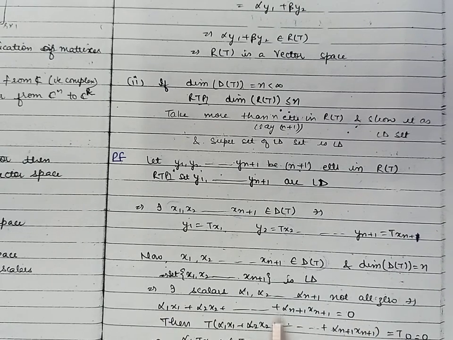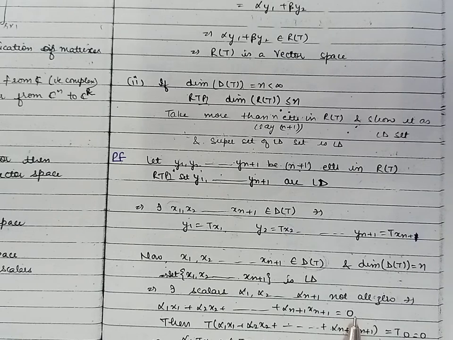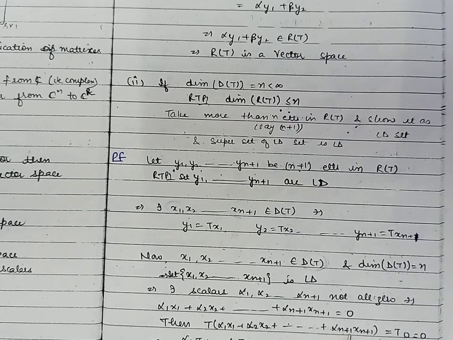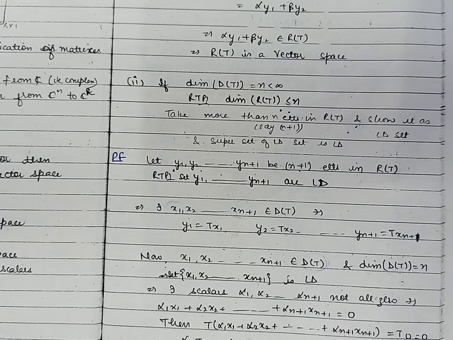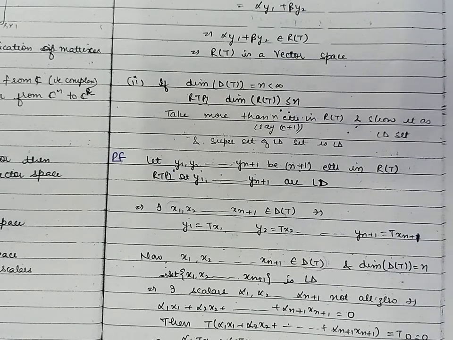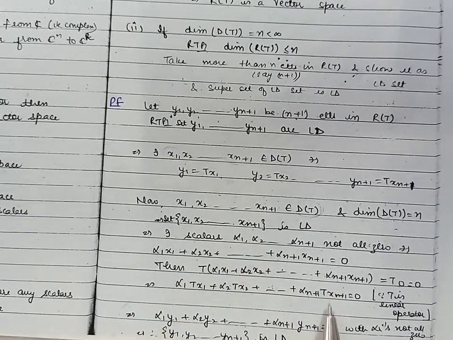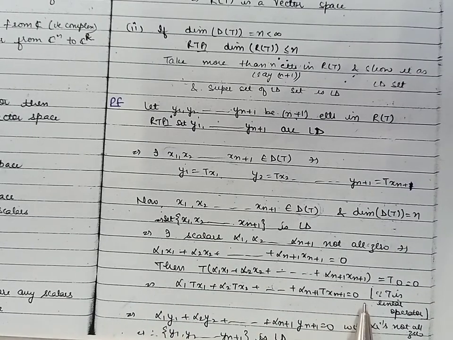Now operating by T on both sides of this equation, this side will become T of (alpha 1 x1 plus alpha 2 x2 and so on, alpha n plus 1 x n plus 1), and on the right side, T operated on the 0 vector will be 0. Now because T is a linear operator, by using the properties of linearity of T, this will become alpha 1 into image of x1 plus alpha 2 into image of x2 and so on, alpha n plus 1 into the image of x n plus 1, is equal to 0.